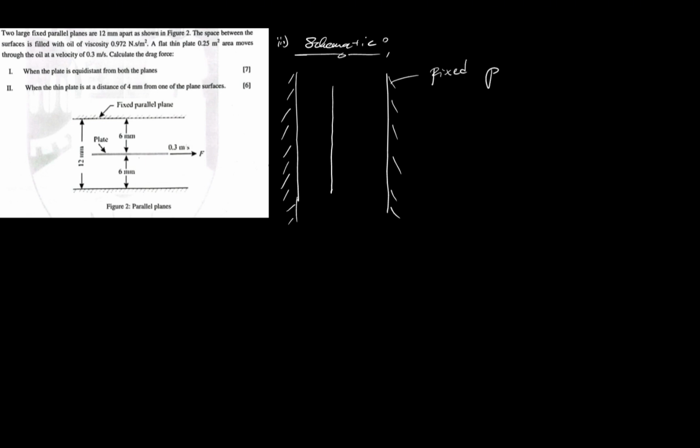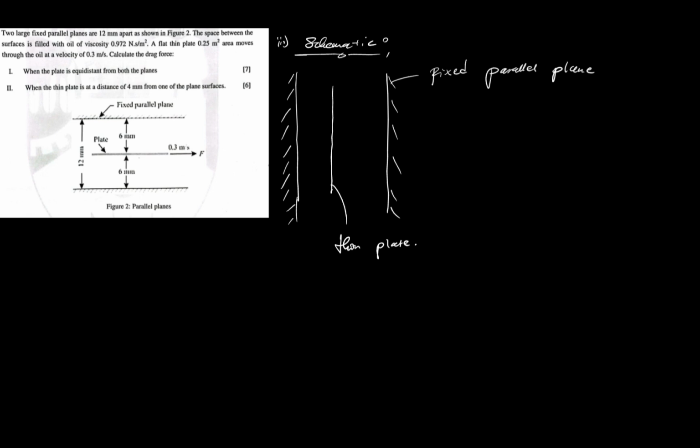So let's have one fixed plate this side. Let's have another one on the other side. There's nothing different here. I've just put the particular schematic in a vertical position. Let us place the thin plate like that. So we know that these are the fixed parallel planes, and this is a thin plate.